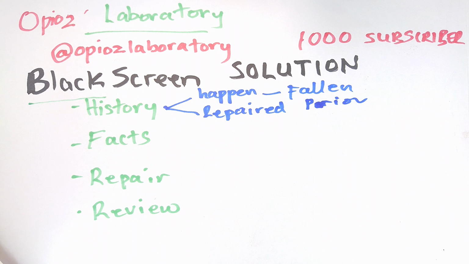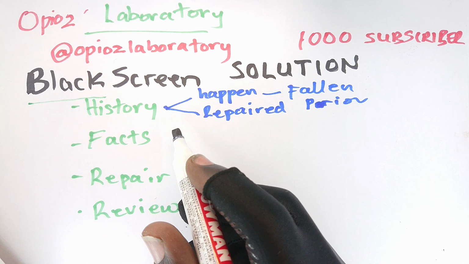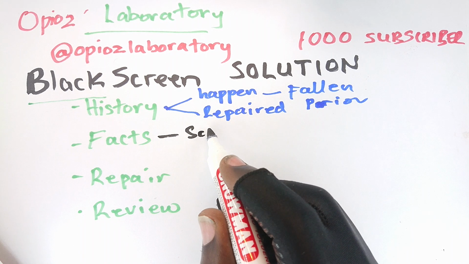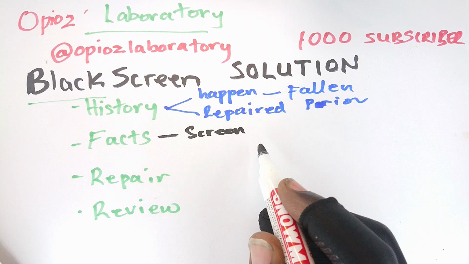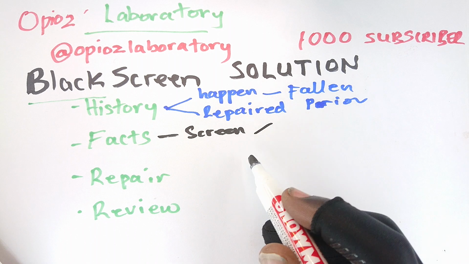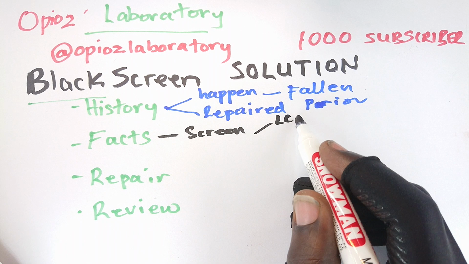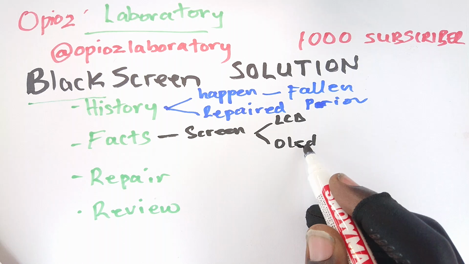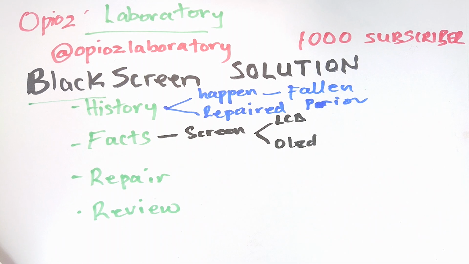Now, when doing a screen replacement, there are some facts that you have to have in your head. In other words, in the background you should know certain things. One is that we have to understand the types of screens in the mobile device market. We have the LCD type and then we have the OLED type, and I think I might have covered this in one of my previous videos.